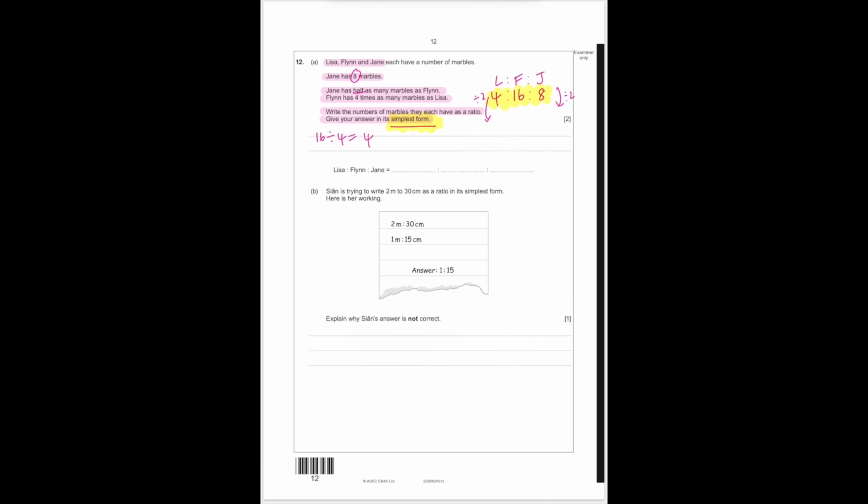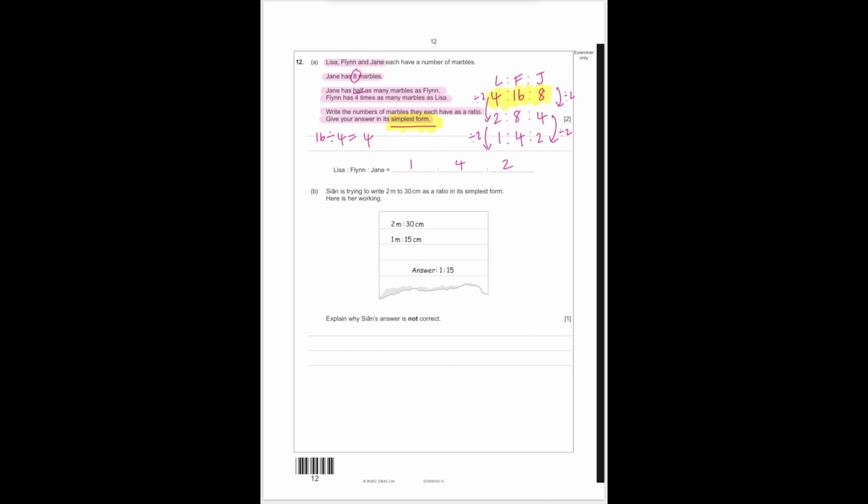So when I divide everything by 2, 4 divided by 2 is 2, 16 divided by 2 is 8, and 8 divided by 2 is 4. Again, they're all even. So let's do that again. 2 divided by 2 is 1, 8 divided by 2 is 4, 4 divided by 2 is 2. Now we've got to the point where there isn't a number that I can divide them all by other than 1. So that is our simplified ratio. So it's 1 to 4 to 2.